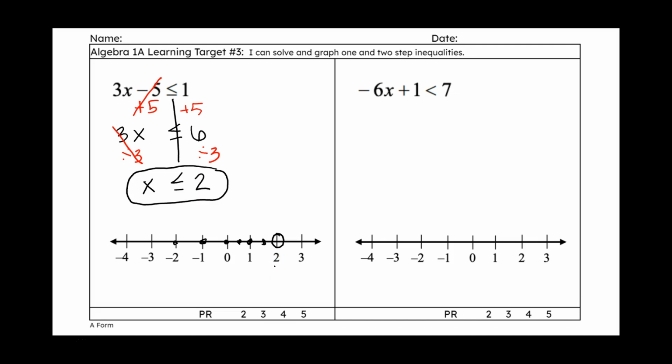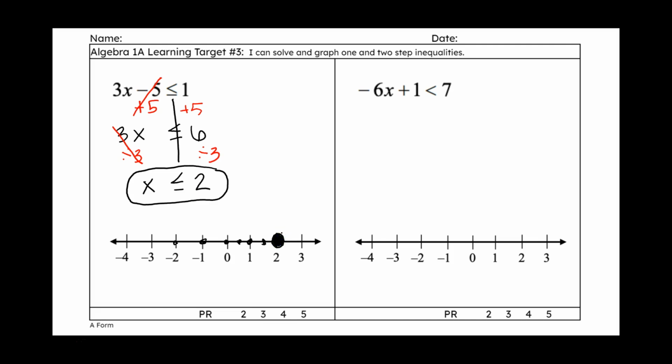Now 2 itself, is it an actual answer? Is 2 less than or equal to 2? It is because it's equal to. So I'm going to put a nice big circle right on 2 to show that that's my boundary point where my answers start. And I'm also going to fill it in to say that 2 itself is also an answer.